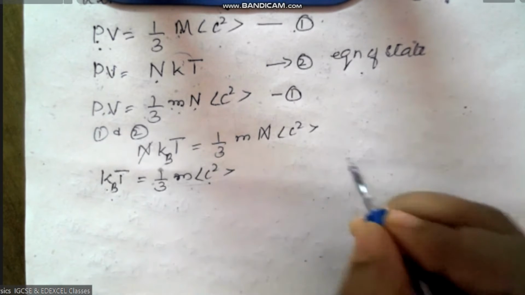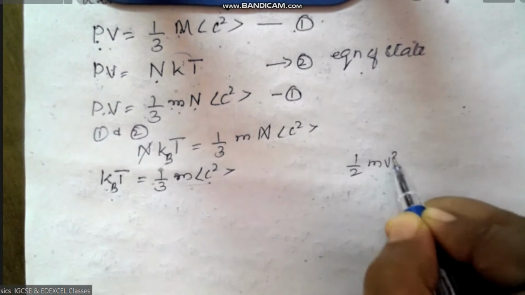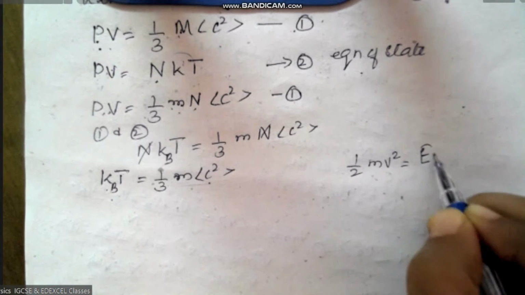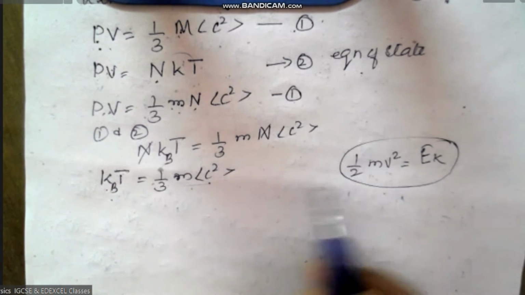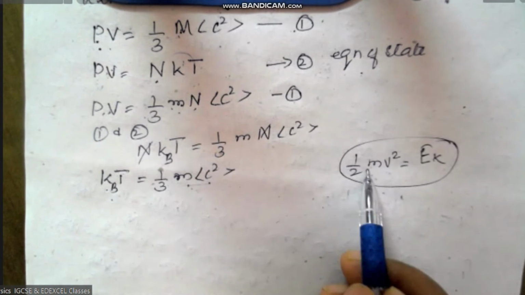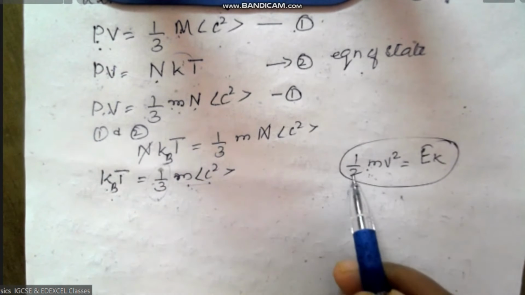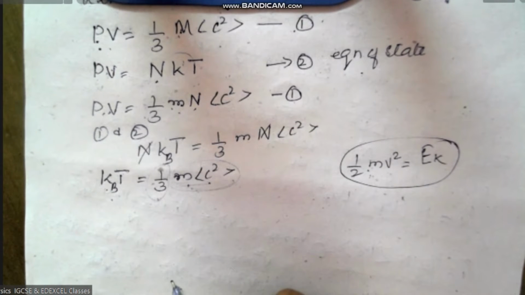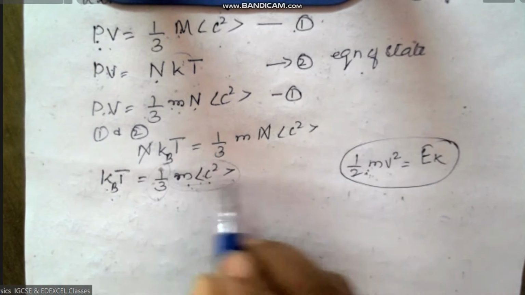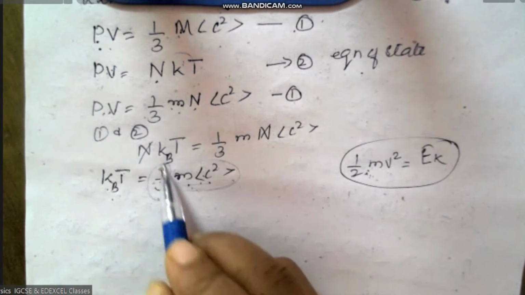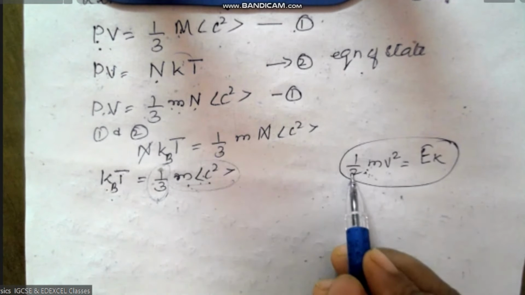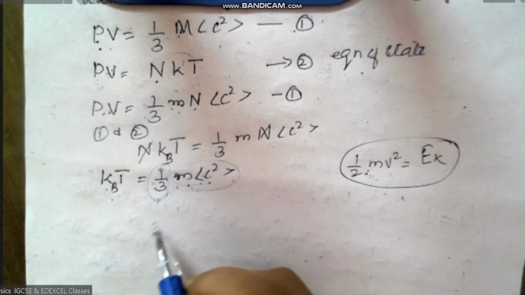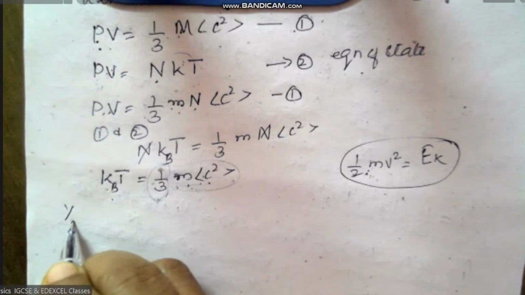Now, look at this. What is 1/2 mv²? Kinetic energy, EK. See, this is also similar to this. If you make this 1/3 as 1/2, then you can replace this one with kinetic energy. You got the idea? You're trying to compare. The only problem is that here you got 1/3, but you need 1/2. So what should you multiply this with so that you get 1/2 here?